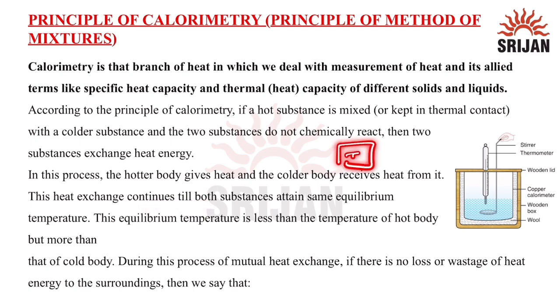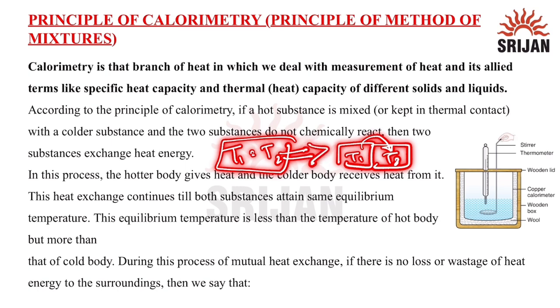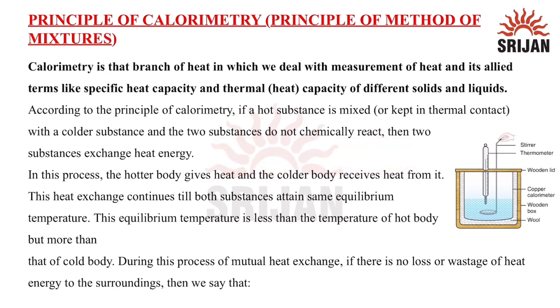The same boxes which were initially transferring heat from one box to the other, after some time, T1 will be equal to T2. At this particular point, thermal equilibrium will be achieved and they will stop exchanging heat. Now, this equilibrium temperature is less than the temperature of the hot body but more than that of the cold body.